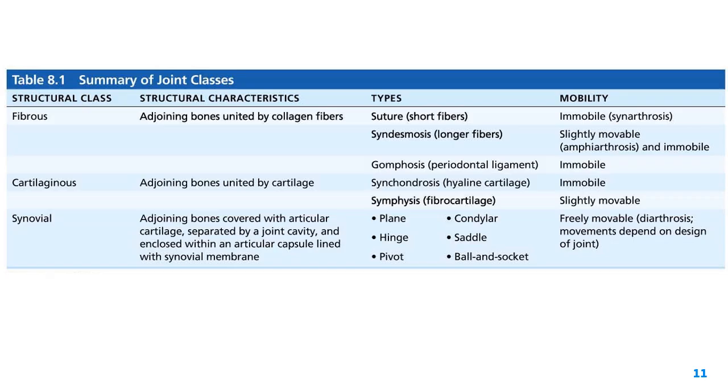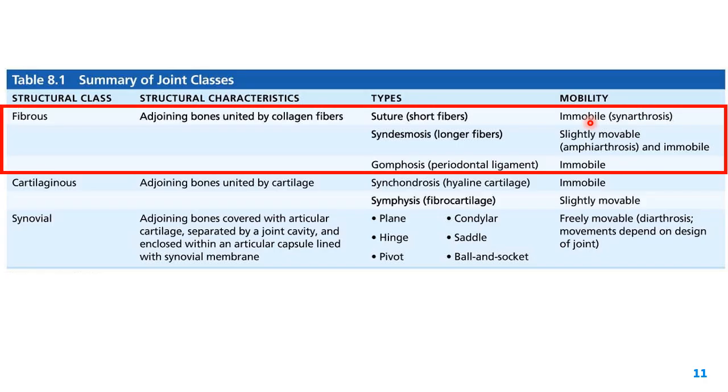This is from your book and is showing you the types of structural joints that we're looking at. We're going to go one by one through this classification and give you examples of what they are. Starting here with your fibrous joints, most of them are not movable. So they are without movement, synarthrosis.